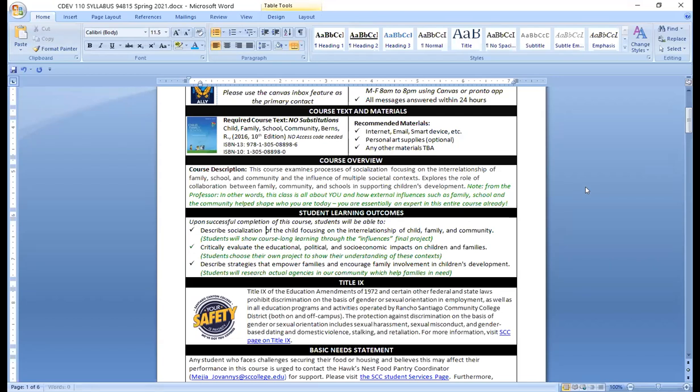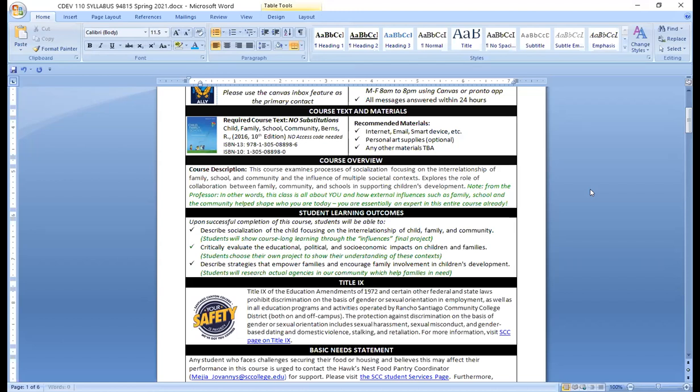Number 2, critically evaluate the educational, political, socioeconomic impacts on children and families. Again, what are the outside forces? And I have a choice board assignment to do with that. We're really excited about that. Everybody gets to choose how to show that, based on your learning style, your learning preferences. Really fun. And then strategies that empower families.